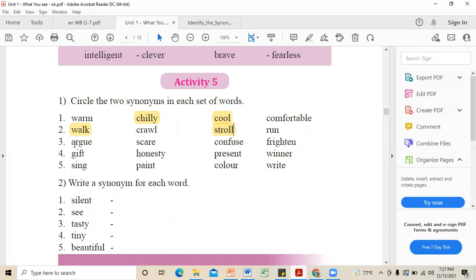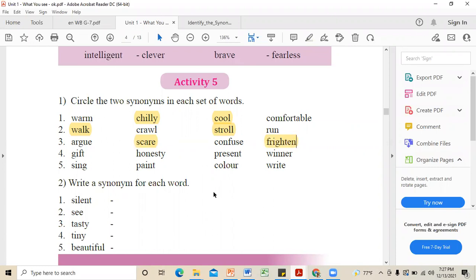Good. So the third one: argue, scare, confuse, frighten, right? So would someone like to try this one? Scare and frighten. Yes, very good. I think it was Sulaksha. Scare and frighten, right?